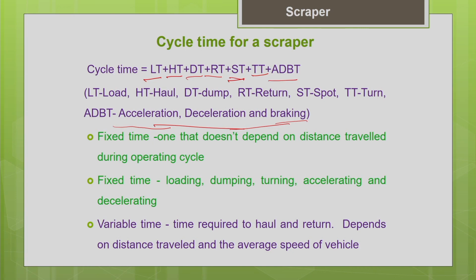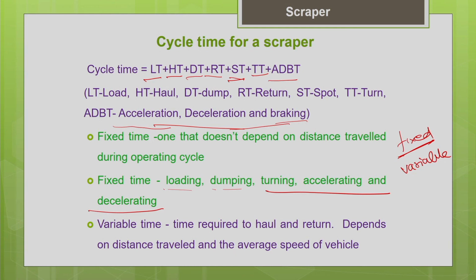So basically you can split the cycle time into two parts, one is fixed time, the other one is variable time. Fixed in the sense that this part of the cycle time does not depend upon your travel distance. So that is called fixed time. Say you are loading, dumping, turning, accelerating, decelerating, all these things come under the fixed time. So it is not dependent upon the distance travelled.